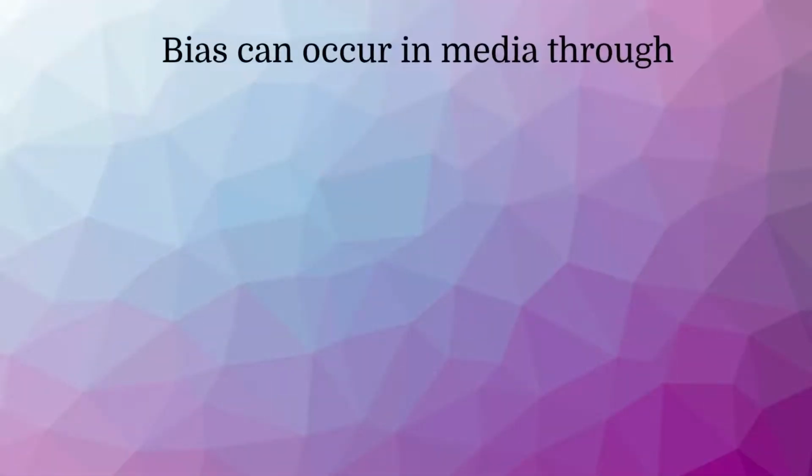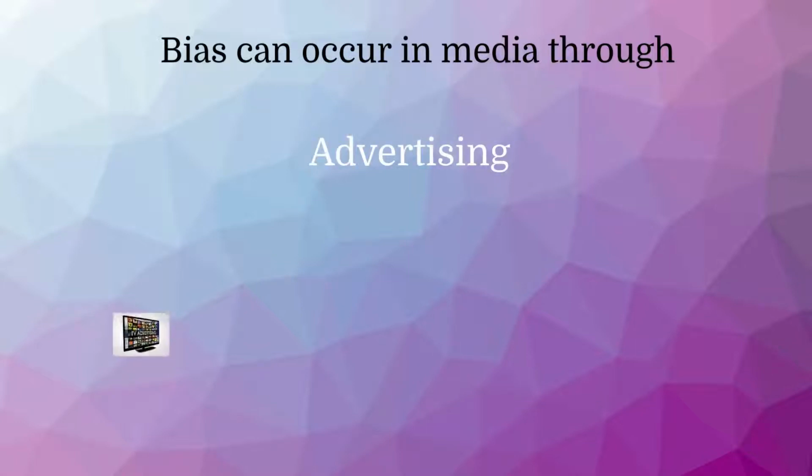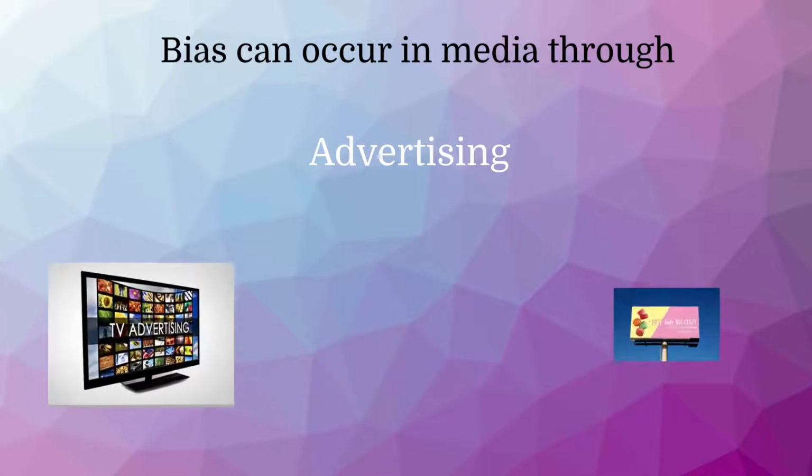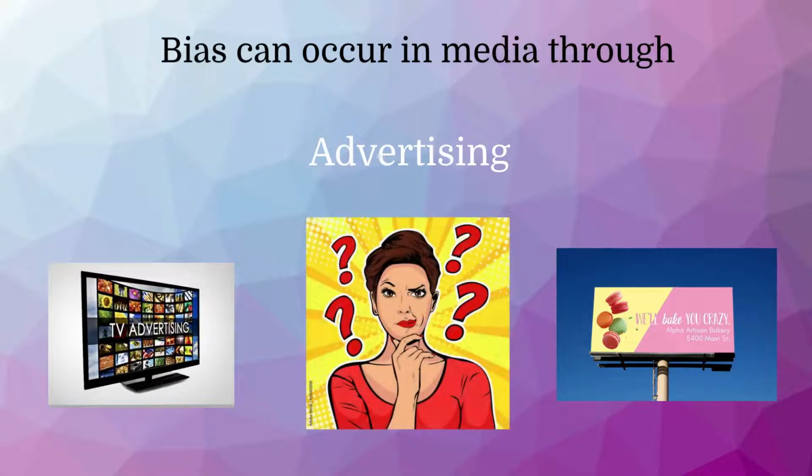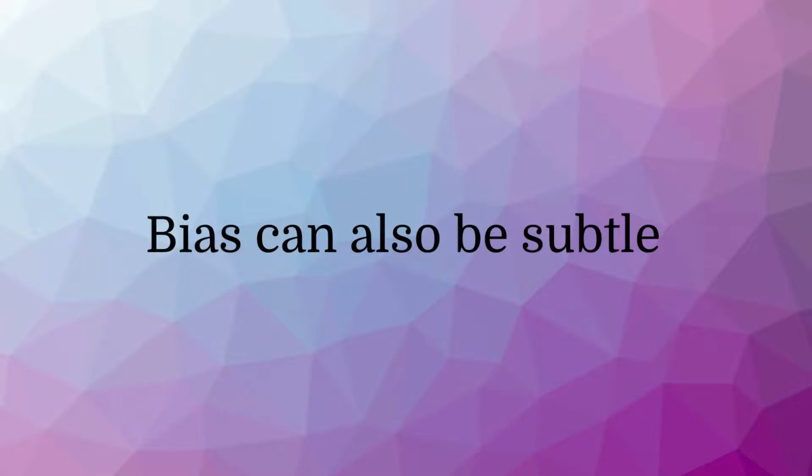Bias can occur in the media for several different reasons. One example is it shows up in advertising, something we have little trouble spotting. Whether we see them on TV or billboards, we immediately identify advertisements and respond to them by taking their messages with a grain of salt, knowing that they are biased in favor of what they seek to sell. Bias can be subtler in other situations.